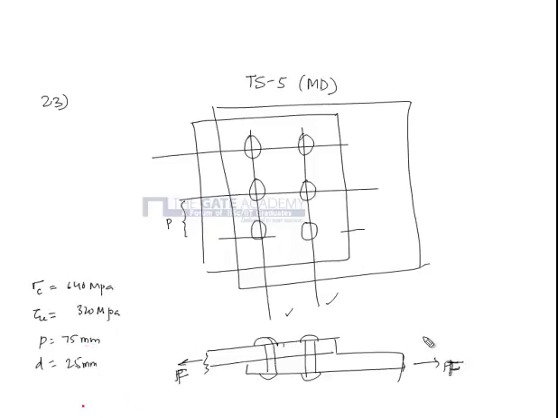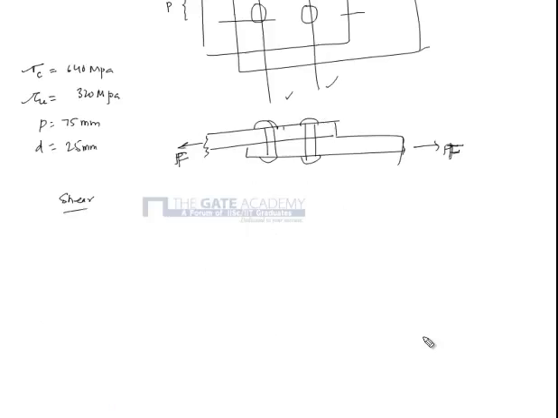Okay, so now, because the crushing and the shear strengths are given, we can calculate the load that is required for shearing and the load that is required for crushing, and then compare the loads. The one which is minimum is the maximum load that can be applied. Okay, so shear load.